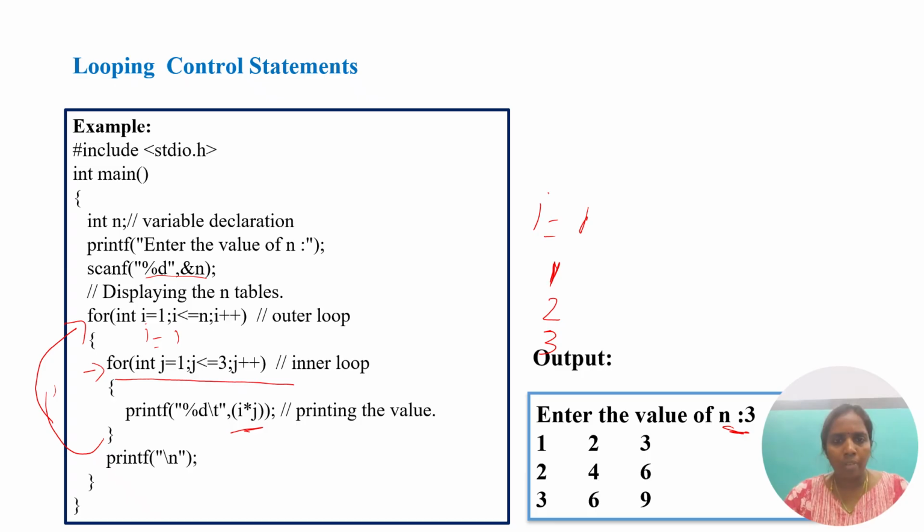Now the value of I equal to 2. In this condition, when j is equal to 1, 1 into 2 is 2, 2 into 2 is 4, and 3 into 2 is 6. Once it comes out of the loop, it comes to the outer loop where I is equal to 3. So 1 into 3 is 3, 2 into 3 is 6, and 3 into 3 is 9. So this is the example for the nested for statement.